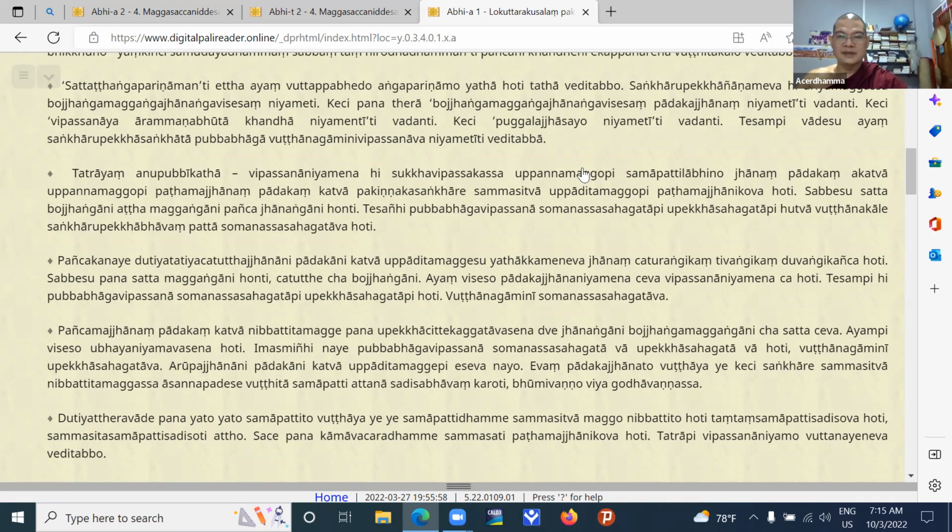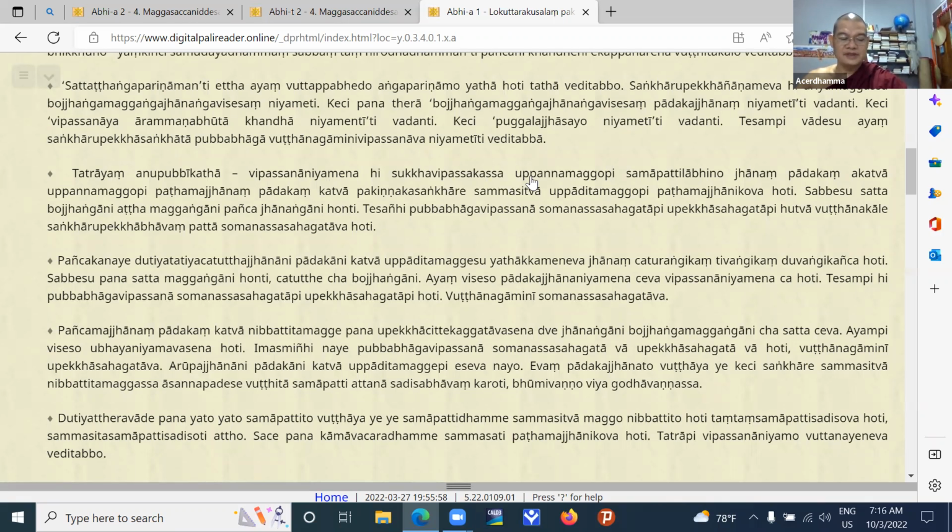Upanamago, here the magga arises. The magga arises for the person who observes the Vipassana object only, not related to the jhana. So what kind of magga is it here?